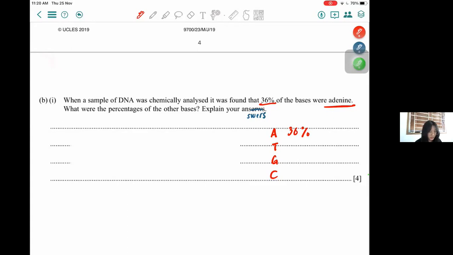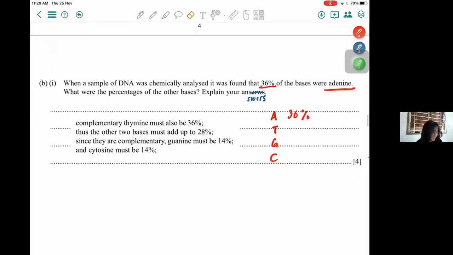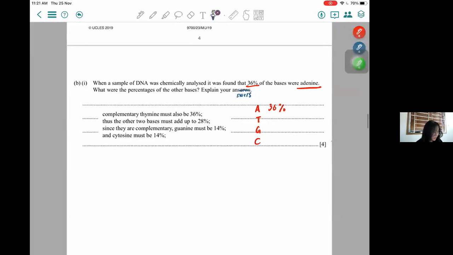This is actually quite a straightforward question, which is similar to Miss Hall's slides before. The thymine. Yep. Let's see the mark scheme. So the complementary base of adenine is thymine. So it must also be 36%. Thus, the other two bases must add up to 28%. Since they are complementary, guanine must be 14%. So cytosine also must be 14%. Yes. So the next question.